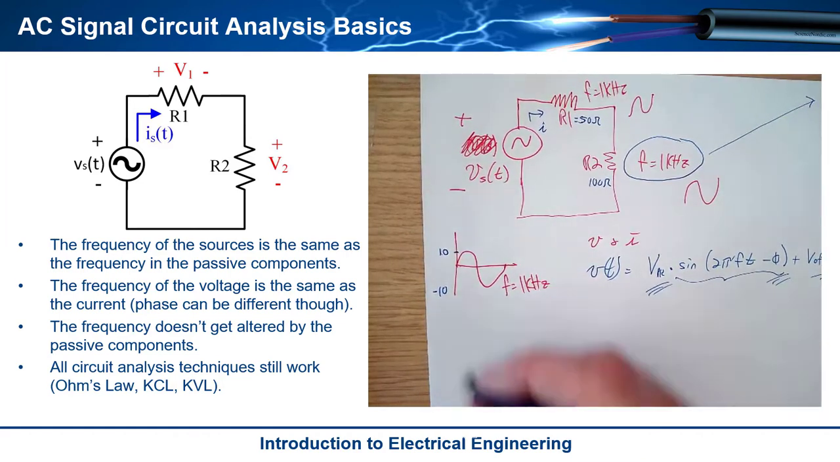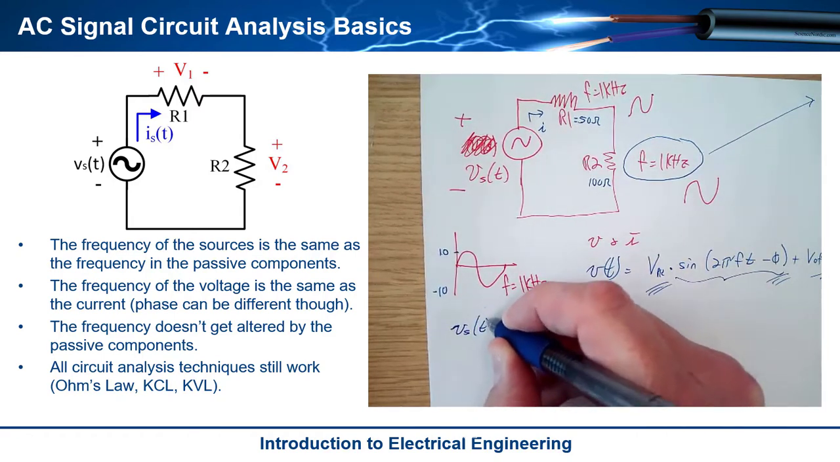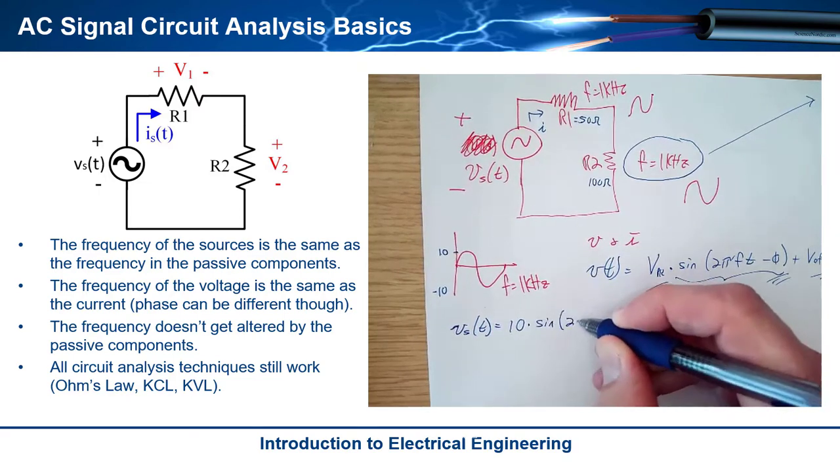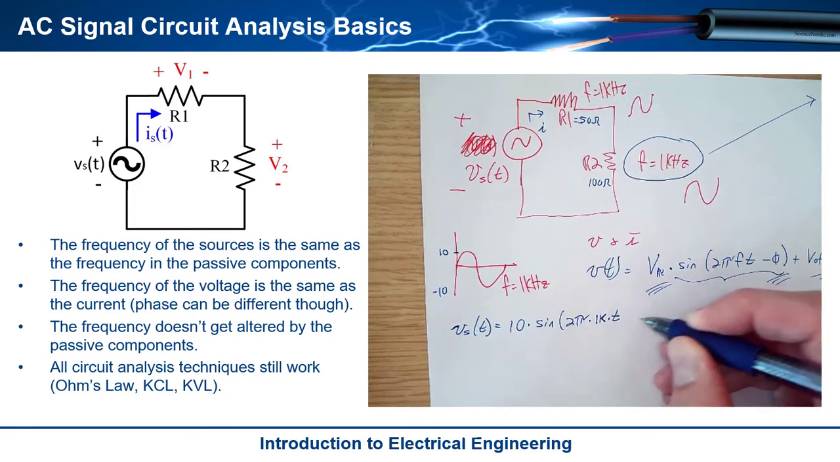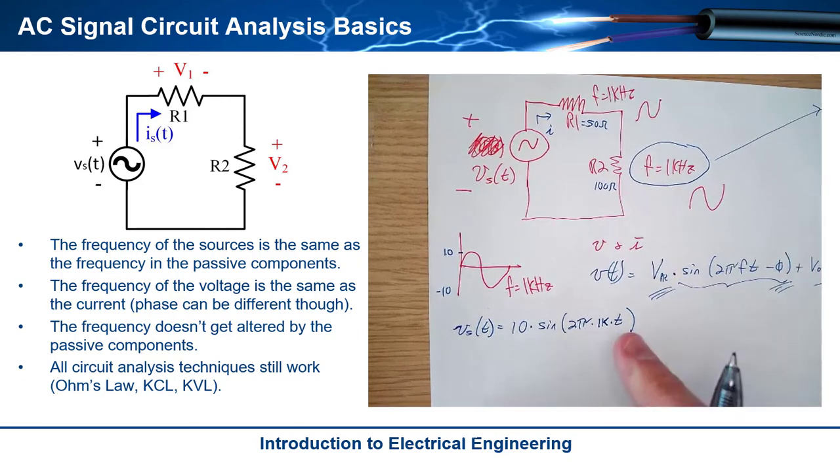So I can come along and I can write this. Let's go ahead and write our Vs of t is equal to 10 multiplied by the sine of 2 pi 1k times t, and that's it. There's no phase shift and there's no offset. And what I want to do is say, what is the voltage over there?